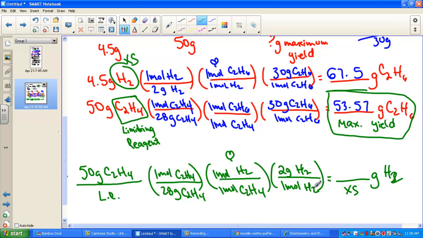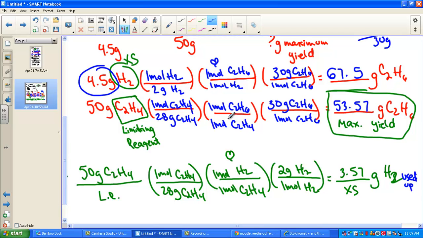So here's where we go. Let's take our 50 grams of the limiting reagent, C2H4, divide it by 28. We ratio of 1 over 1 times the molar mass of 2. We have 3.57 grams of hydrogen. Now what's that telling us? This is how many grams were consumed, used up during the course of our reaction. It's not how many were wasted. We have one more step.